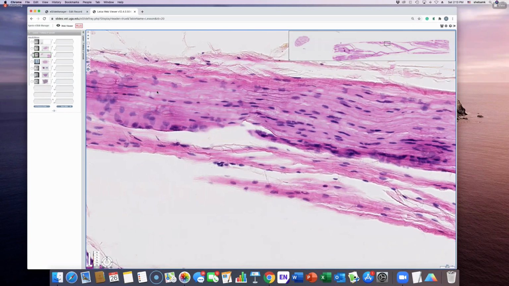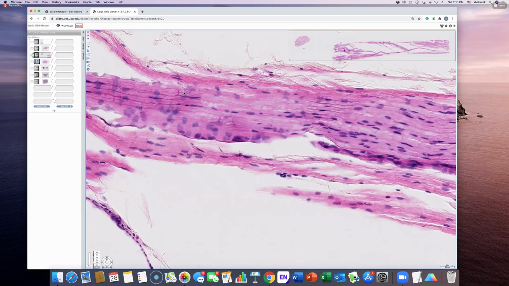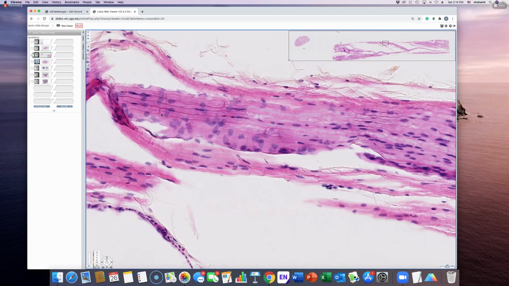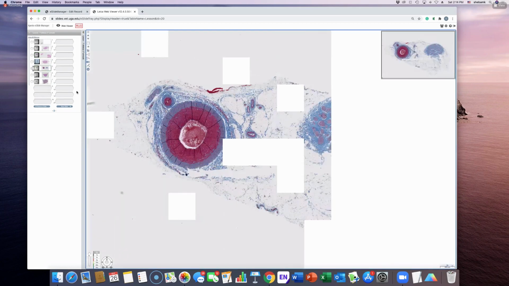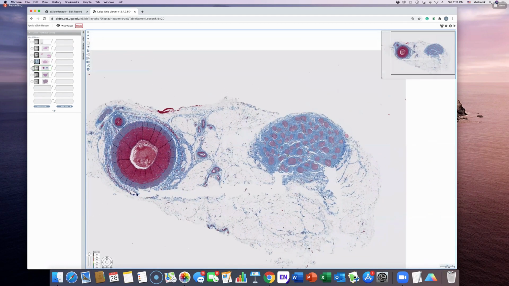The intersection of Schwann cells. Node of Ranvier. Yes, the node of Ranvier. Okay, see, nice looking nodes right here. That's the node of Ranvier. So this is a myelinated axon, right? So let's go here and take a look at this.